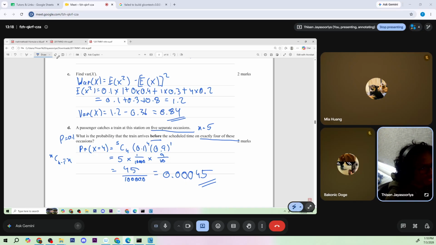Now here you can keep the answer as the fraction. You can actually simplify this fraction if you want to. Or you can write it in decimal point. I'm going to write it as a fraction just because that's how they would more or less expect you to write it. So this would be the same as 9 over 20,000.